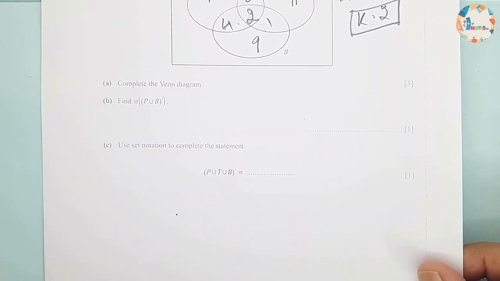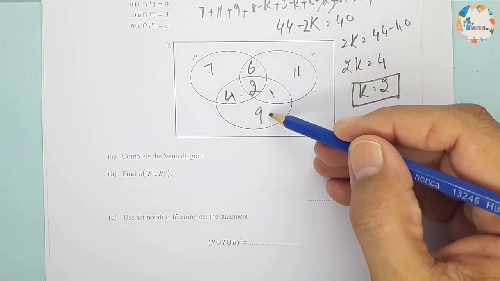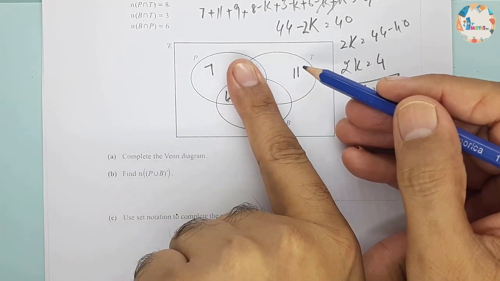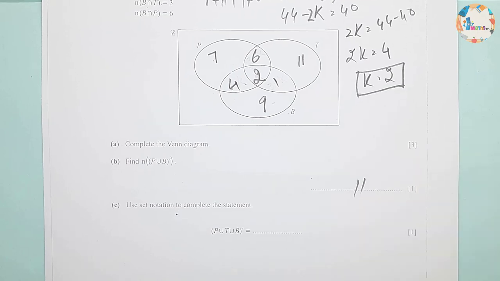Now find n of P union B. P union B is this one. The complement of P union B will be this one only, 11. So our answer to this one is 11.